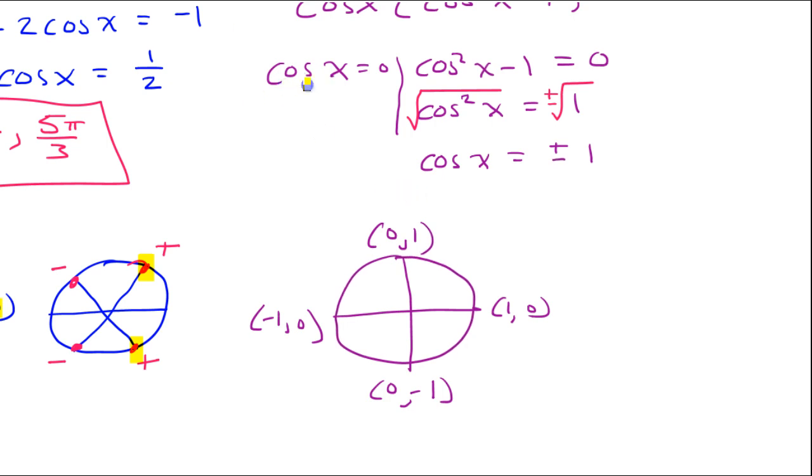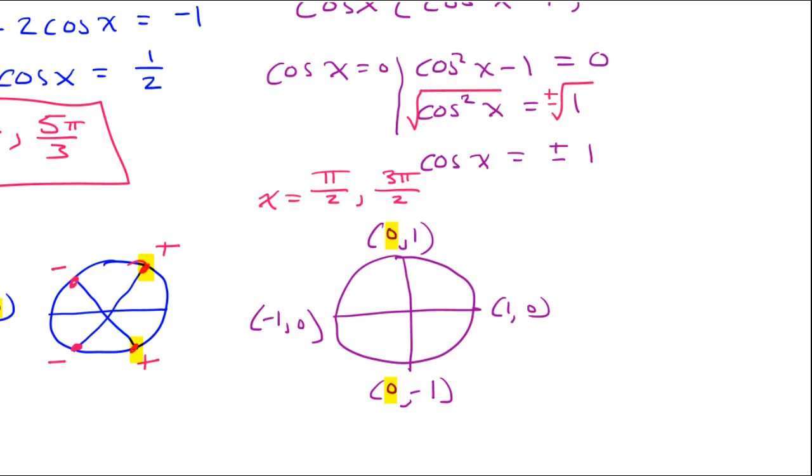Let's start with this. Cosine is the x value on the unit circle. So where is the x value equal to 0? I have this and I have this. So far that gives me 2 solutions to write down. That's pi over 2 and 3 pi over 2. Let's write that down: x is equal to pi over 2 and 3 pi over 2. That's what I have so far.